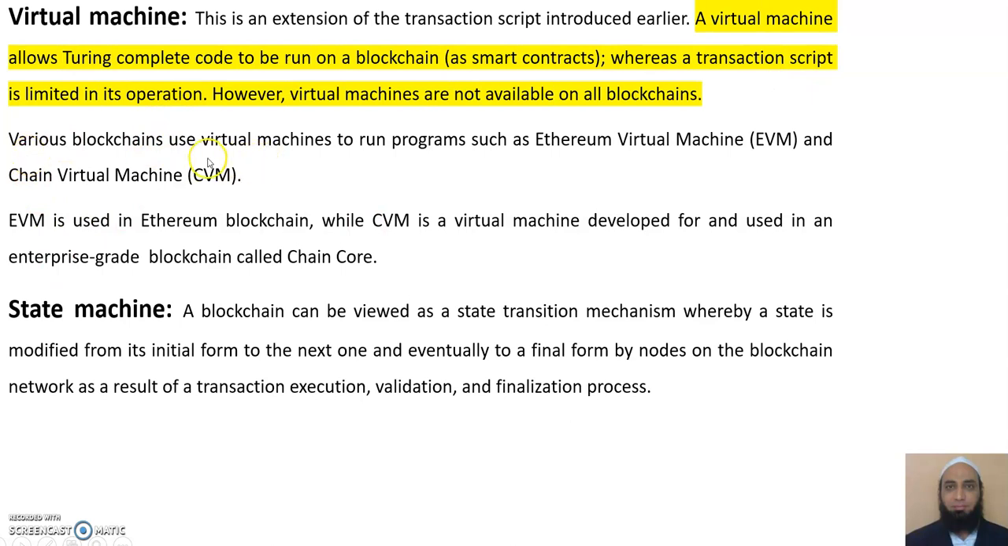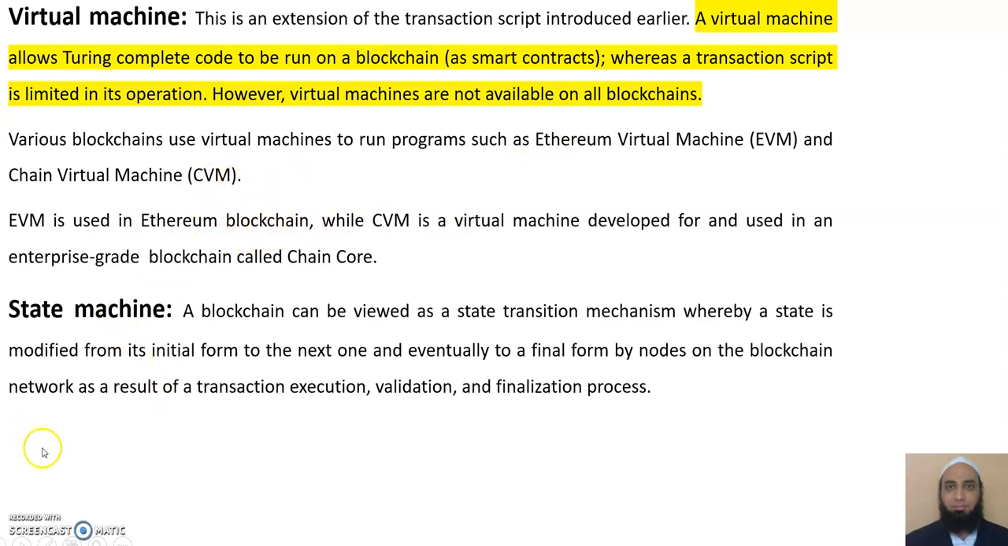Various blockchains use virtual machines to run programs, such as the Ethereum Virtual Machine, EVM. See here, EVM doesn't mean electronic voting machine. It is the Ethereum Virtual Machine, and the Chain Virtual Machine, CVM. EVM is used in the Ethereum blockchain. We will see all these different types of blockchain in the next classes. CVM, the Chain Virtual Machine, was developed and used in an enterprise grade blockchain called Chain Core. EVM and CVM are famous and are being used extensively.